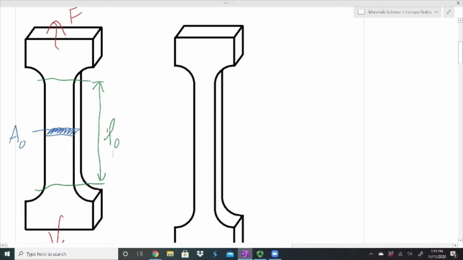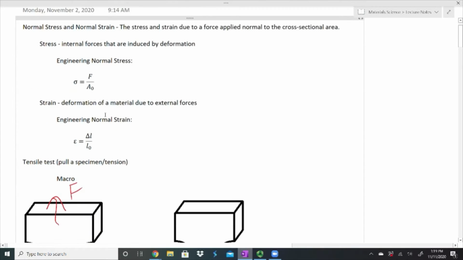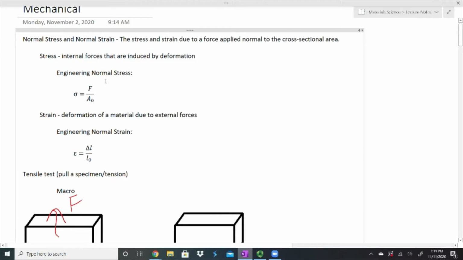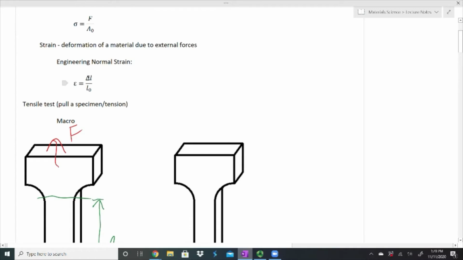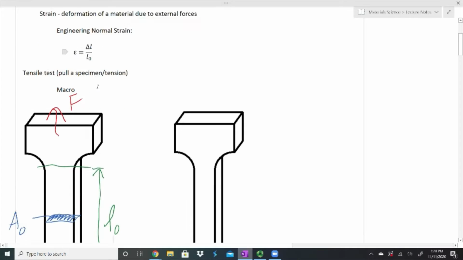What we can do is take a measurement before our test, and we can say that is our L naught. That's our original length. So before I start the test, I need to take a cross-sectional area. I need to get my original length. And from there on, during the test, I can apply different forces. So I can calculate my engineering normal stress at any point, depending on the force that I'm applying. And I can also calculate my engineering normal strain. All I have to do is see what my difference in length is throughout my test, and divide that by my original length.